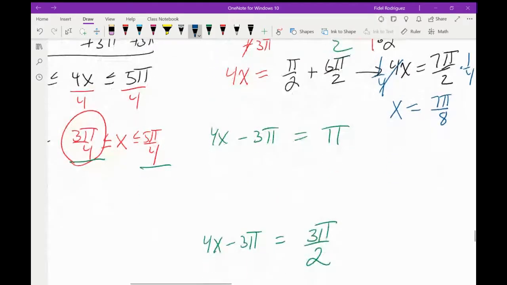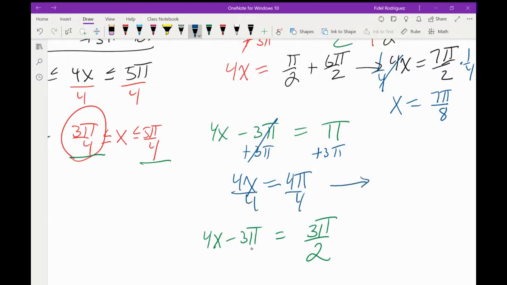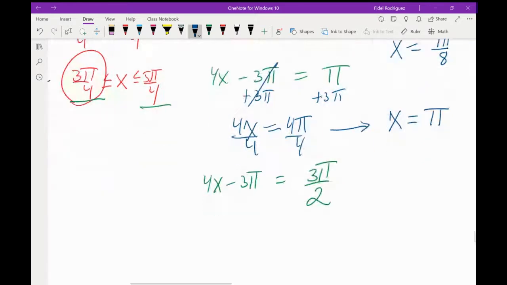We're doing okay so far? Let's do the same thing with this one here. We're going to add 3 pi. This one's probably going to be a little bit easier, right? Isn't that 4 pi? Divided by 4, divided by 4. What do we get for this part? Pi. Does that make sense? Okay, just check with me, guys.